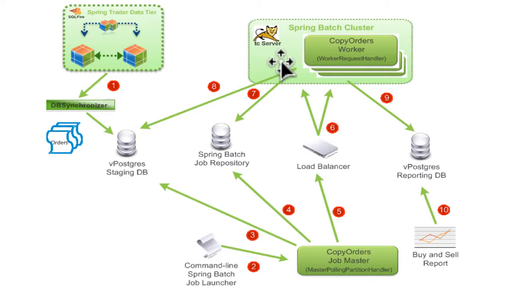And in step 8, we'll select that data from the staging database using a JDBC item reader, and then using a JDBC item writer, which is another Spring Batch framework class, it will write the data to the Postgres reporting database. And then at that point in step 10, we have a JQplot graph application that can read the buy and sell orders.